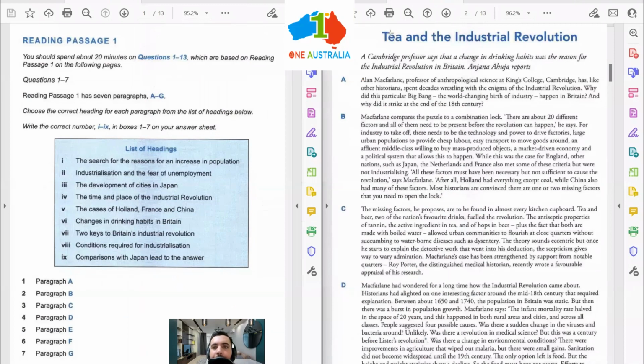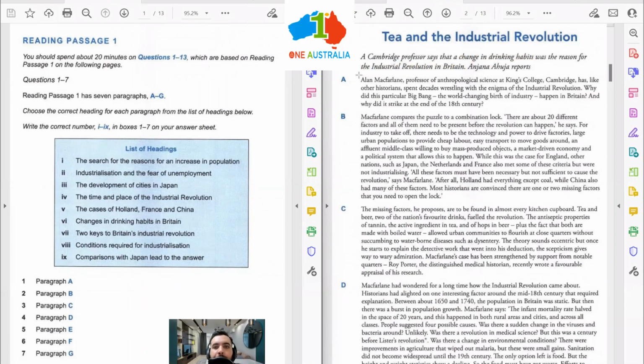So the heading of the passage, they're saying, is tea and the Industrial Revolution, right? So something related to tea and the Industrial Revolution must be talked about in the upcoming paragraphs. They're saying a Cambridge professor says that a change in drinking habits was a reason for the Industrial Revolution in Britain, right? So a Cambridge professor claims that because of the change in drinking habits, the Industrial Revolution came in Britain. Anjana Ahuja reports.